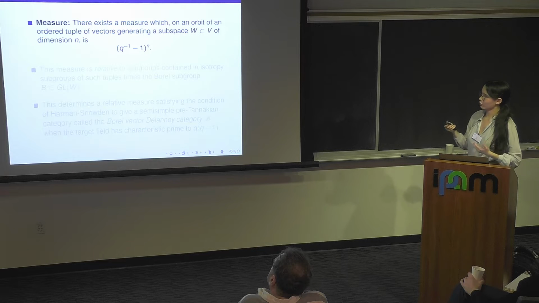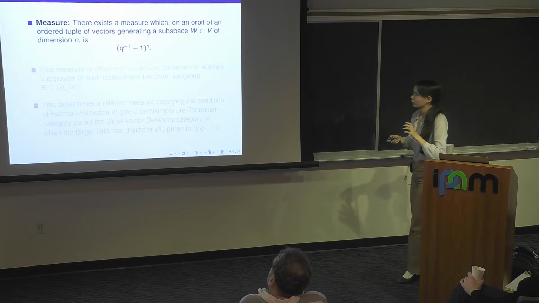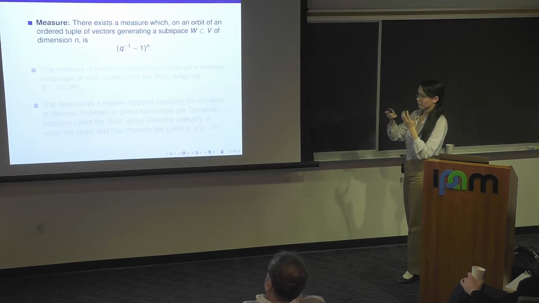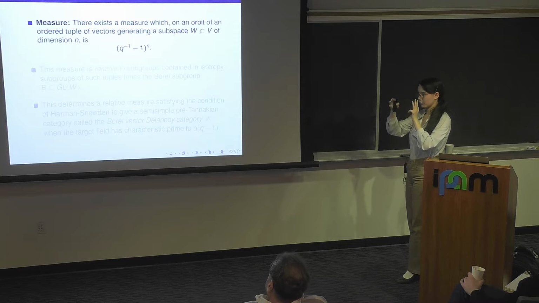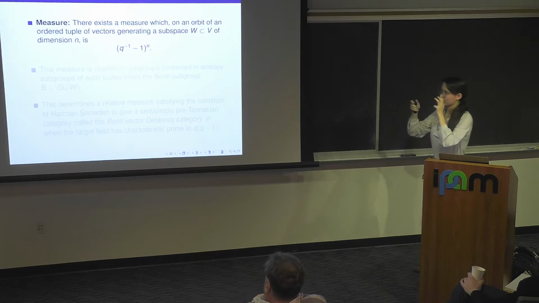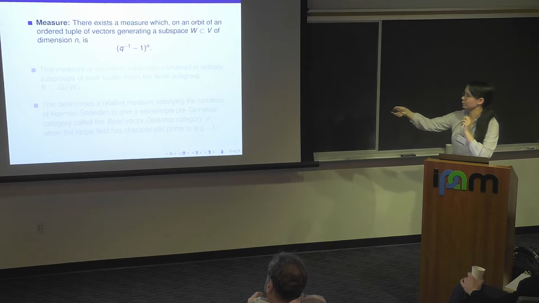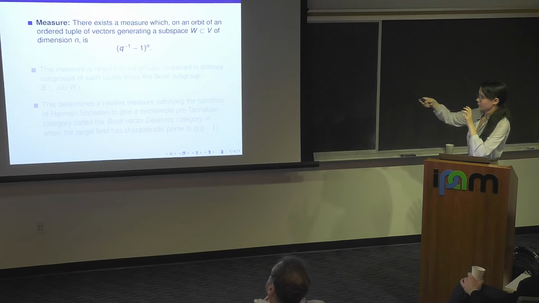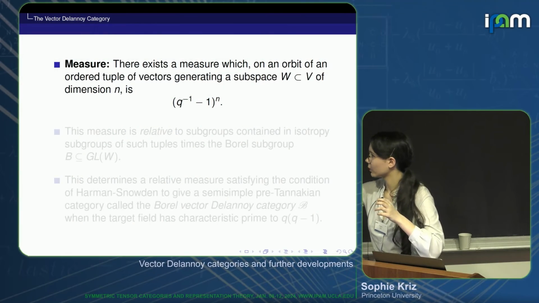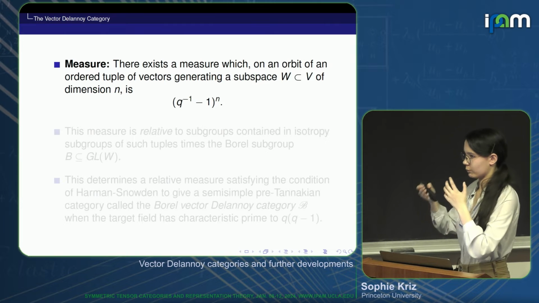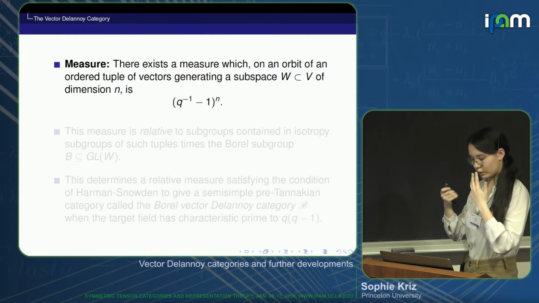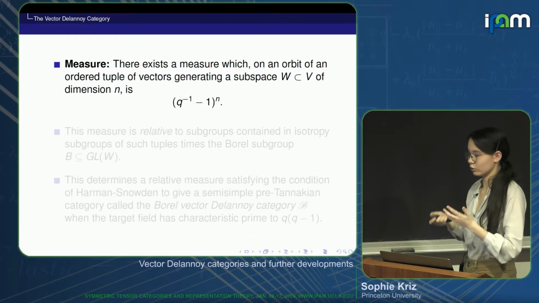And so the measure which I want to consider is that if I look at an orbit of some ordered tuple of vectors in V, which generates some subspace W of finite dimension, then I take the measure of that orbit to be (q^{-1} - 1)^n. So this can be expressed as some multiplication of powers of q and powers of q minus 1. So this will be non-zero as long as we are in a field where q and q minus 1 are units.